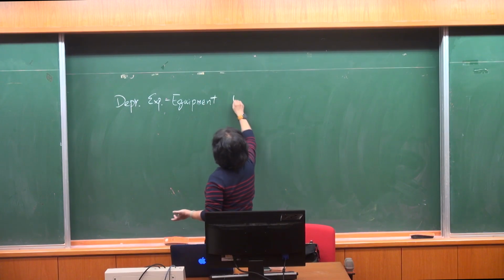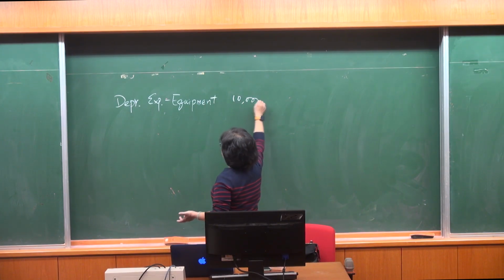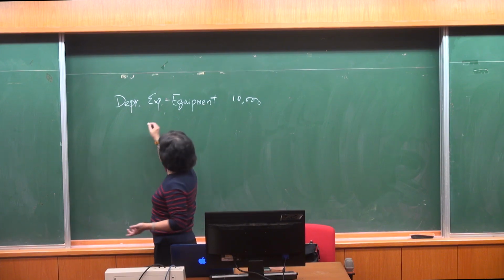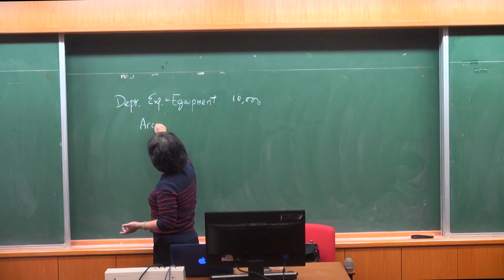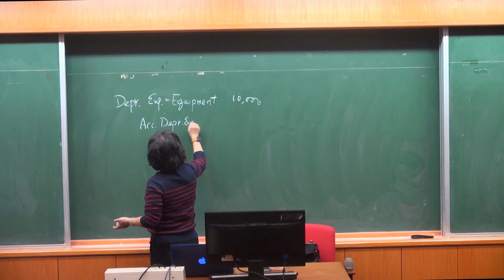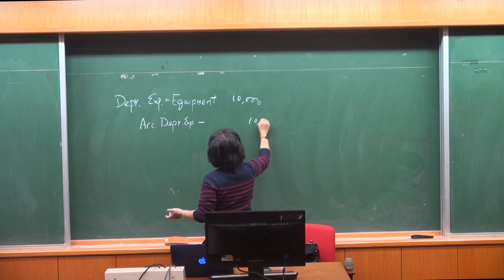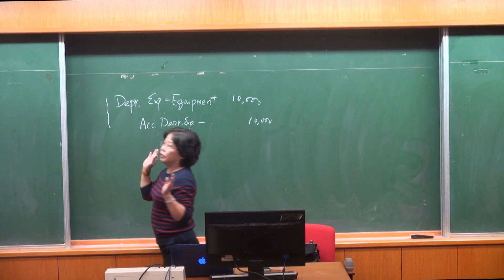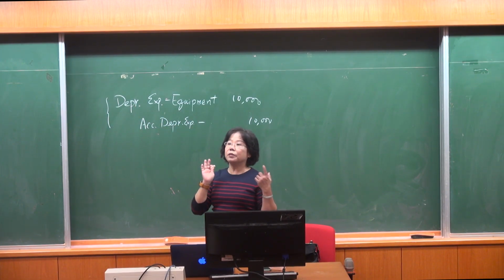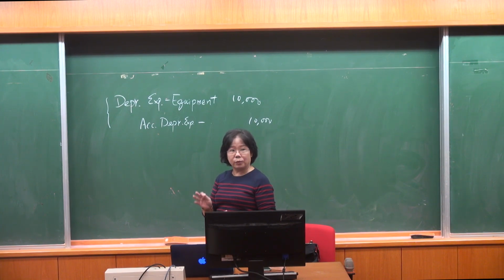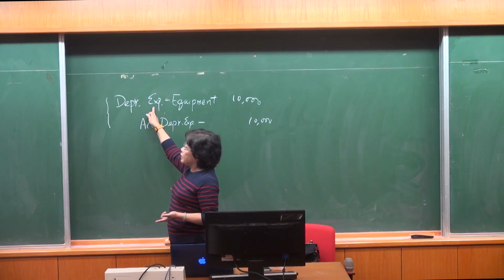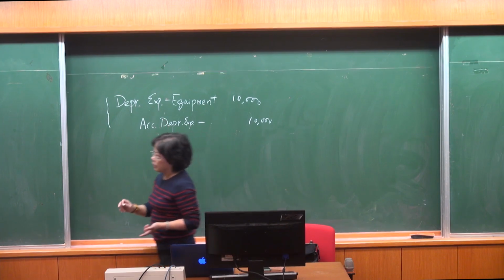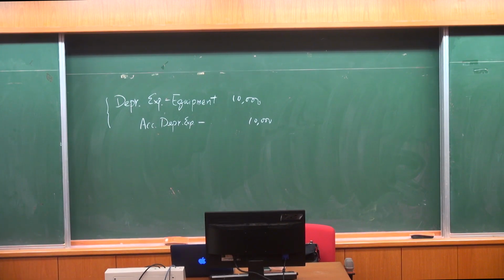And that value is $10,000. Then you have a credit, accumulated depreciation expense, also $10,000. That's the one we were doing periodically for certain PPE items, property, plant, equipment. So the expense will show on here.